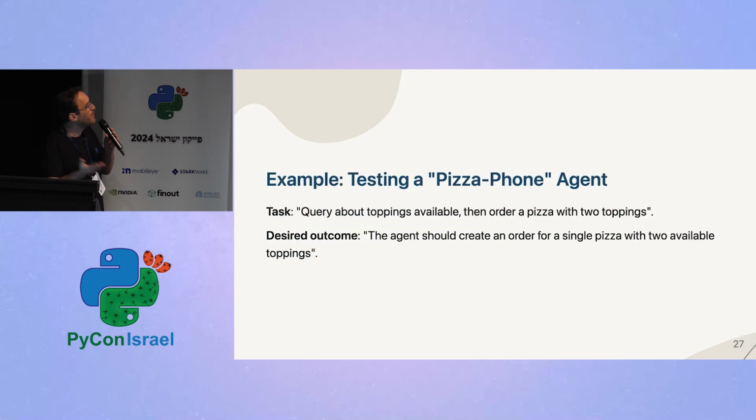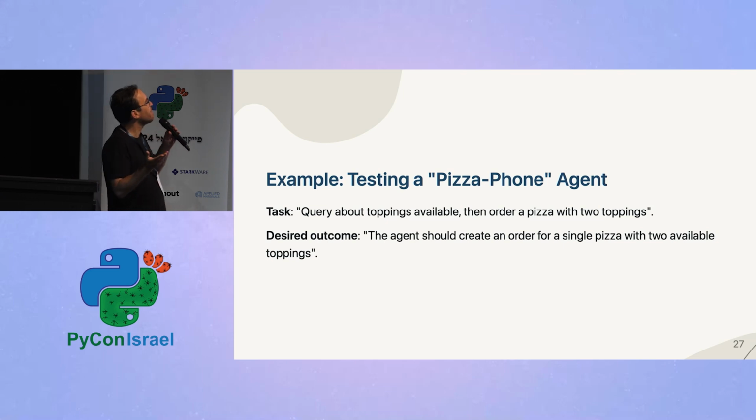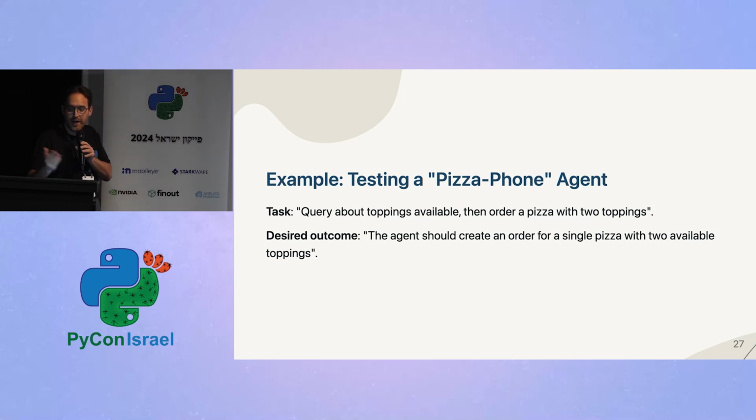Okay, so for example, if we're testing a pizza phone agent, the task would be: query about toppings available, then order pizza with 2 toppings. The desired outcome would be that the agent should create an order for a single pizza with 2 available toppings. So this is the task, the thing that the actor should act out. The desired outcome is what we expect the entire test to result in.